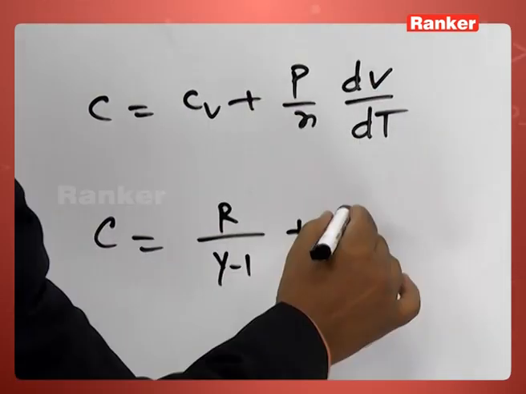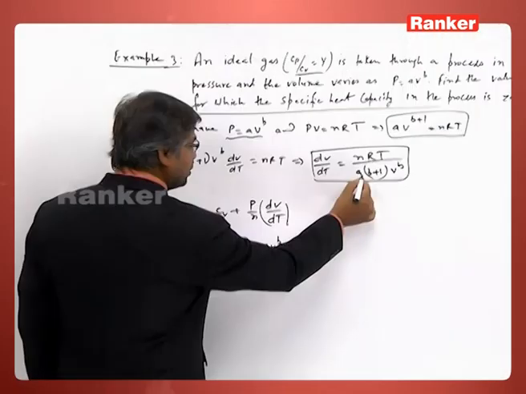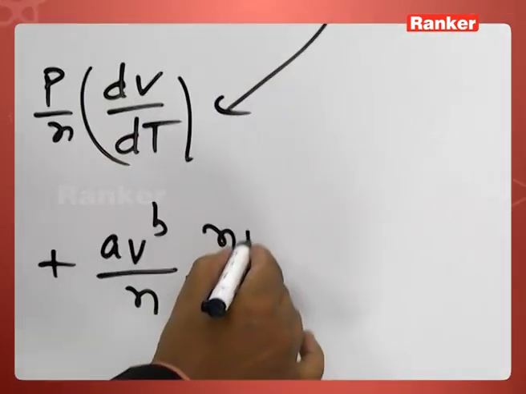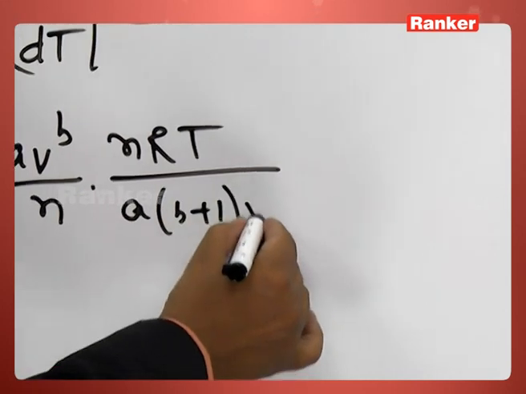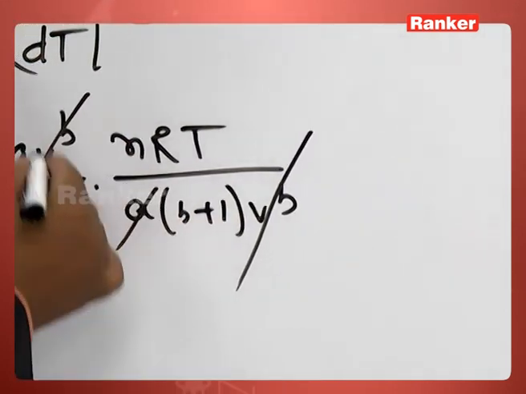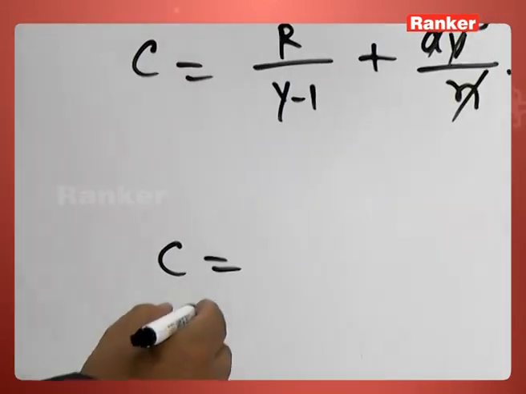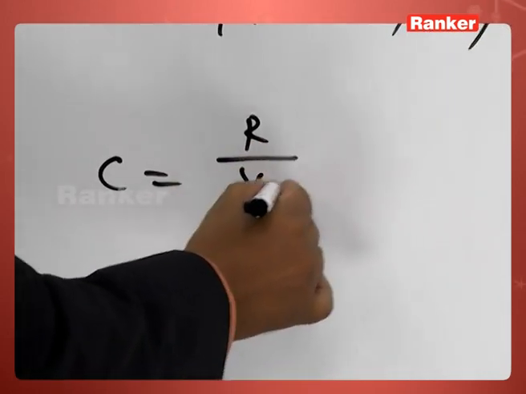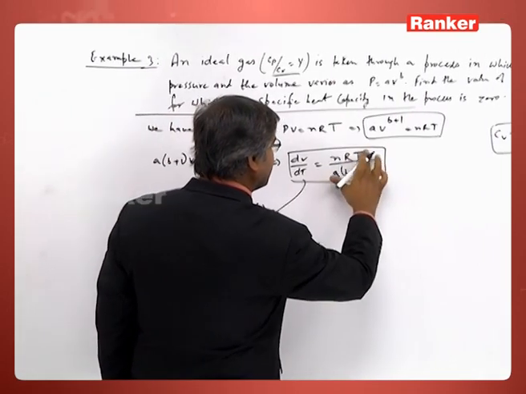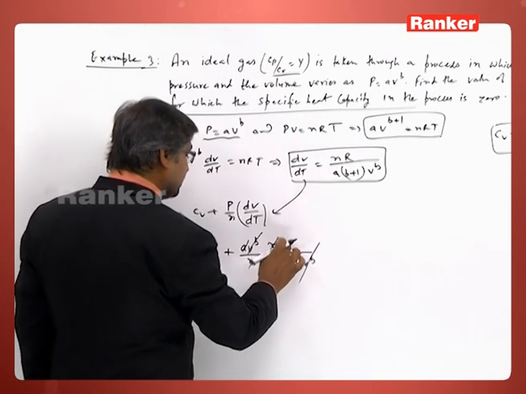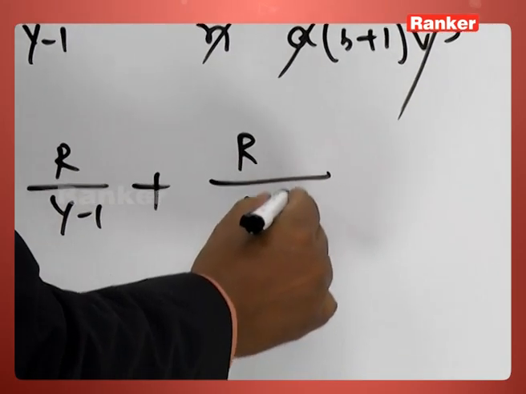So, P is A V to the power B by n. dV by dT we will substitute from here, that is nR upon A times B plus 1 times V to the power B. So this cancels out, this also cancels out, n cancels out. So we have R by gamma minus 1 plus, when we simplify, T won't be there. So simply I will get R by 1 plus B.